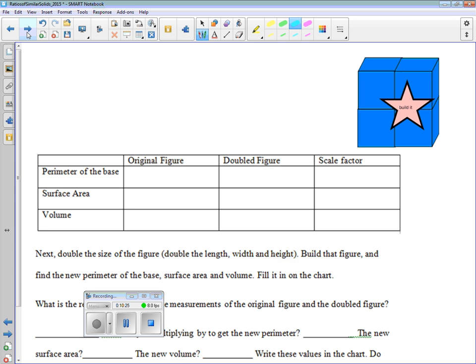Good. So it's 1 times 1 times 1, which is just 1. So it's 1 unit cubed would be the units you would use. So I want you to take that idea and expand on it.